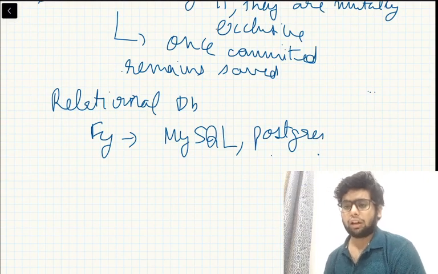So yeah, in the next video we will be learning about CAP theorem, which is fundamental to distributed systems.